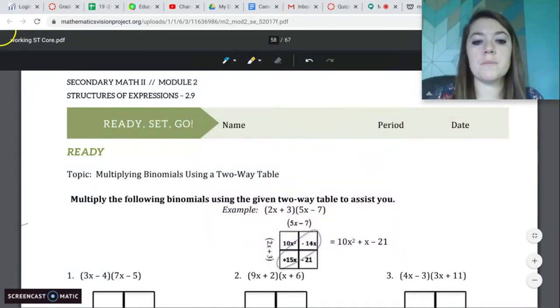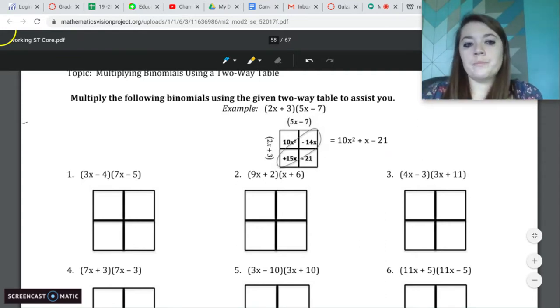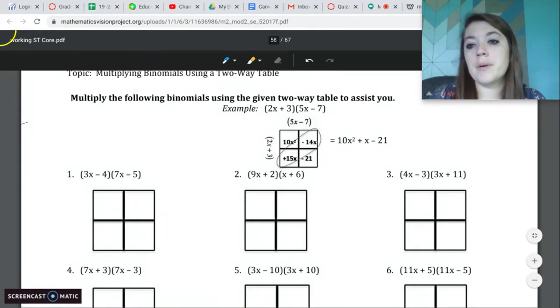For this first section, multiply the following binomials using the given two-way table to assist you. Here's an example: we've got 2x plus 3 times 5x minus 7. We multiply our x values here. It's just a way to organize this. Some people it makes more sense for, others it doesn't. It's basically using FOIL but organizing it in the box to help you. But we are going to be finding our quadratic equation when we do these.